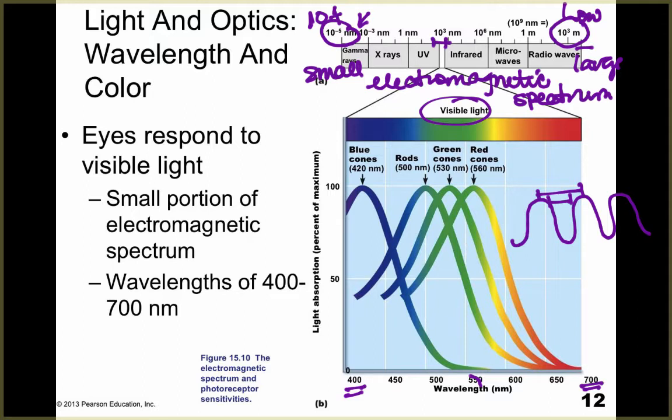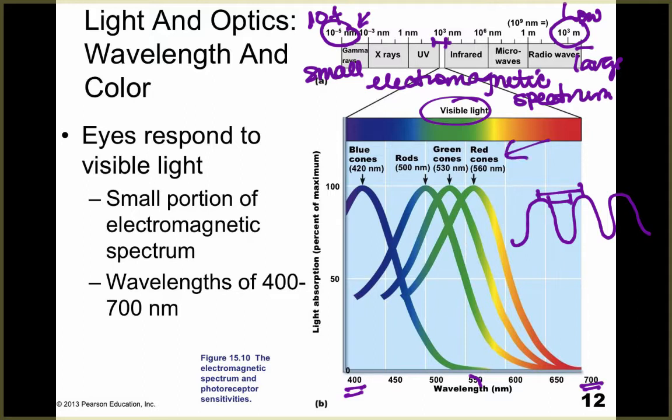Now, as you can see, we have photoreceptors in our eye that pick up light. We had two kinds. We had cones and rods. Which one was responsible for being able to detect color? You would be right, cones.